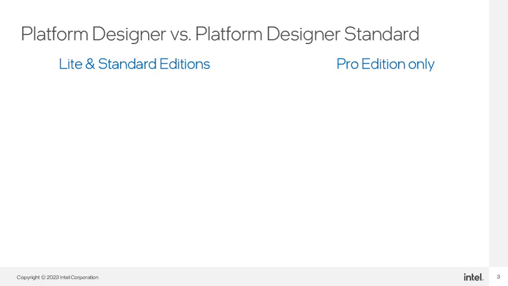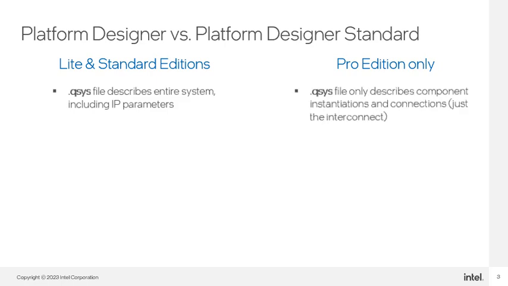When using the Standard Edition, you work with the .qsys file to create your system. The .qsys file contains all the information required to generate RTL code for the system, including all component connections and IP and interface parameters. In the Pro Edition, you still work with the .qsys file, but the file only contains component instantiation and connection information, just the information required to generate the interconnect fabric, essentially turning all components in the system into black boxes that hang off the interconnect.